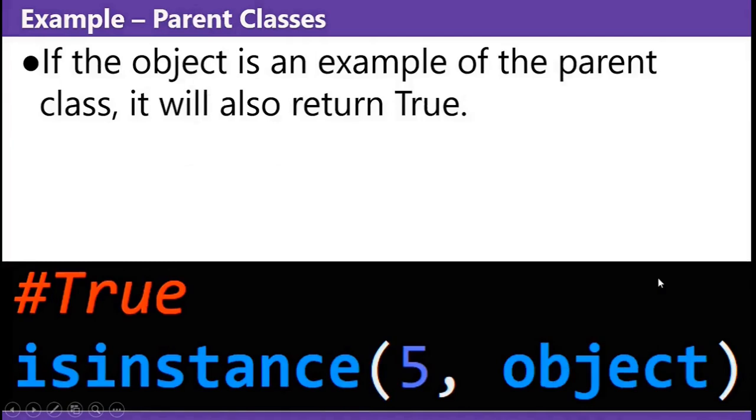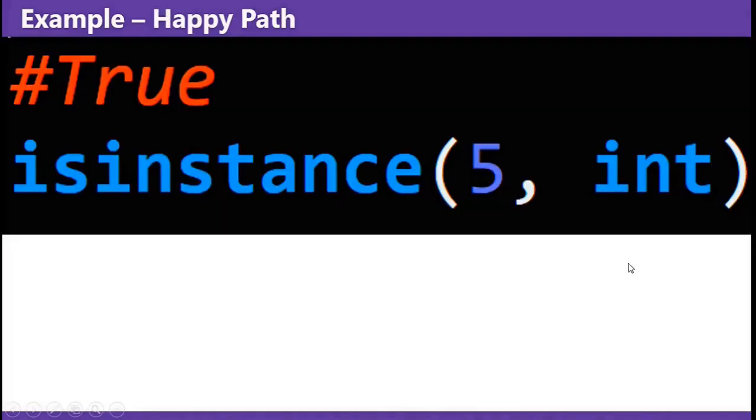If the object is an example of its parent class, it will also return true. In Python, everything has a parent class of object, so isinstance would return true in the example because 5 is an instance of an object. The happy path works like I described at the beginning of the video. 5 is an instance of an int, so isinstance returns true.